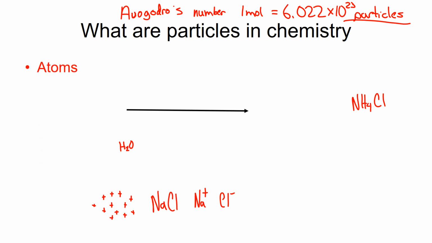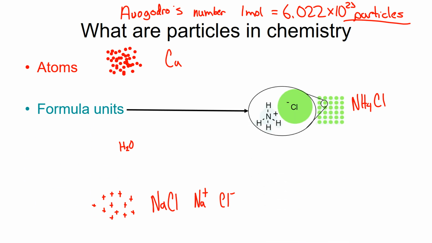Whenever I talk about particles, I could be referring to atoms. If I have a singular element, I'm probably going to be referring to atoms. So atoms would just be like a singular element, like atoms of copper or atoms of zinc or atoms of aluminum. All right. I could be referring to formula units. So graphically, it kind of looks like this. I have an NH4 ion and a chlorine ion. Those two ions form the compound ammonium chloride, NH4Cl.